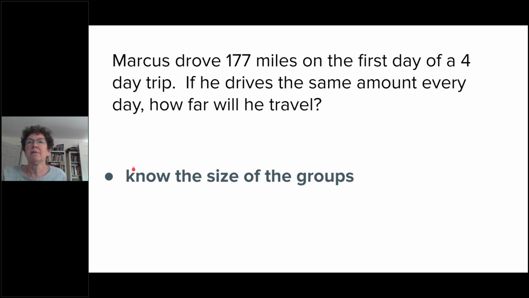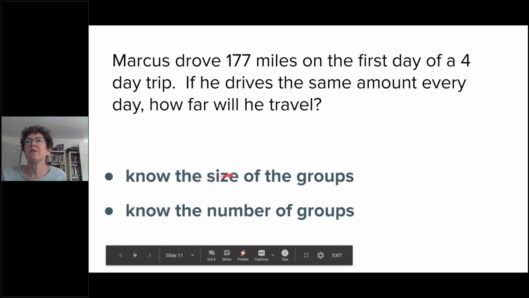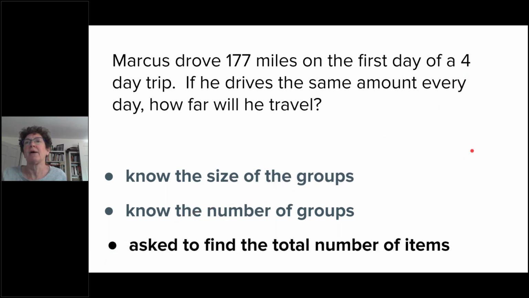So in this one, we know the size of the groups. We know that there's 177 miles. We know the number of groups. So we know that there are 4 of these groups, 4 days. And we're being asked to find the total number of items. How far will he travel? So in total, from start to finish, how far will he go?